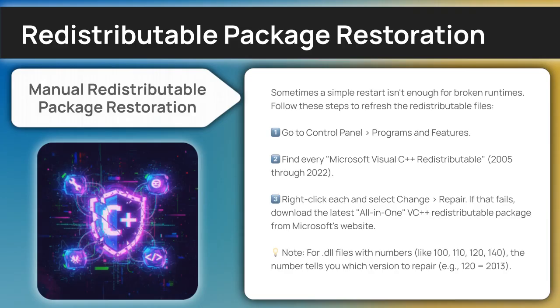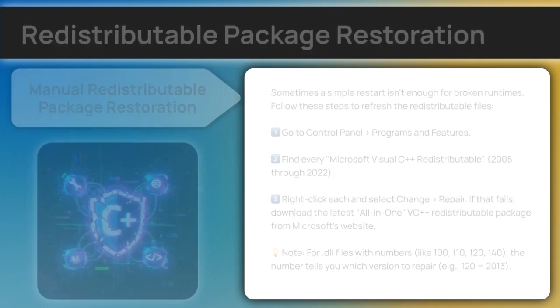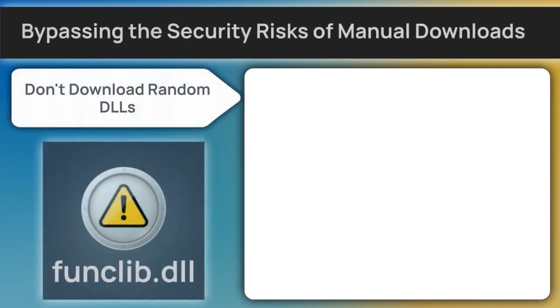Please note that for DLL files with numbers, the number tells you which version to repair. For example, 120 equals 2013. For a clean and stable recovery, it's important to stay within verified developer ecosystems.